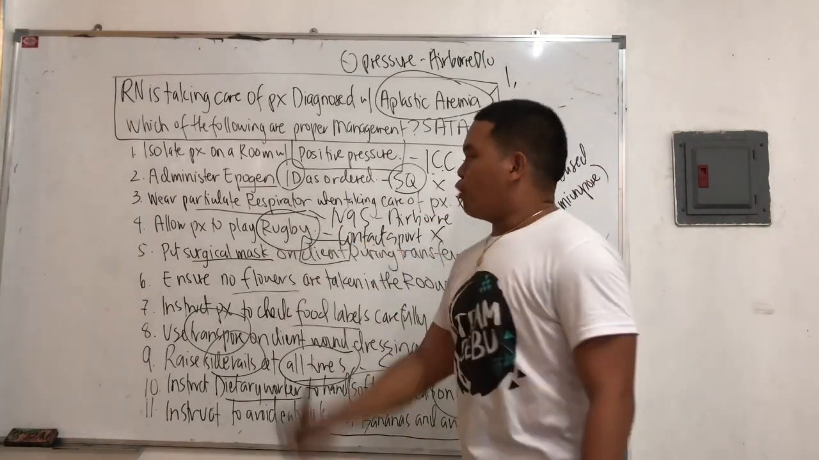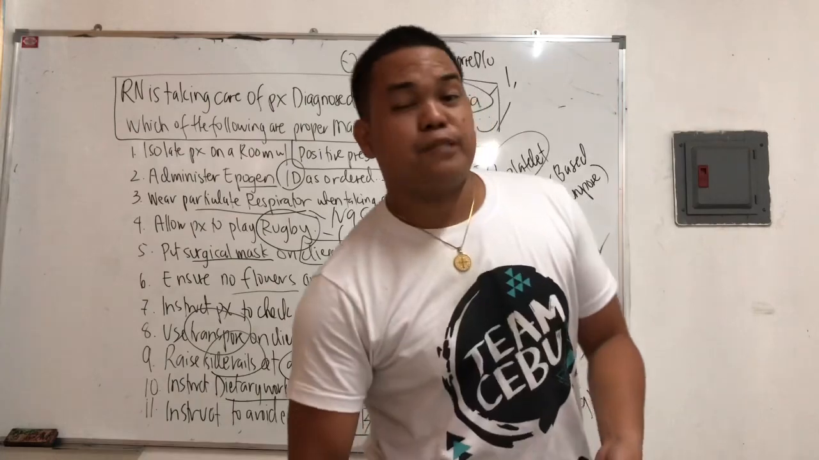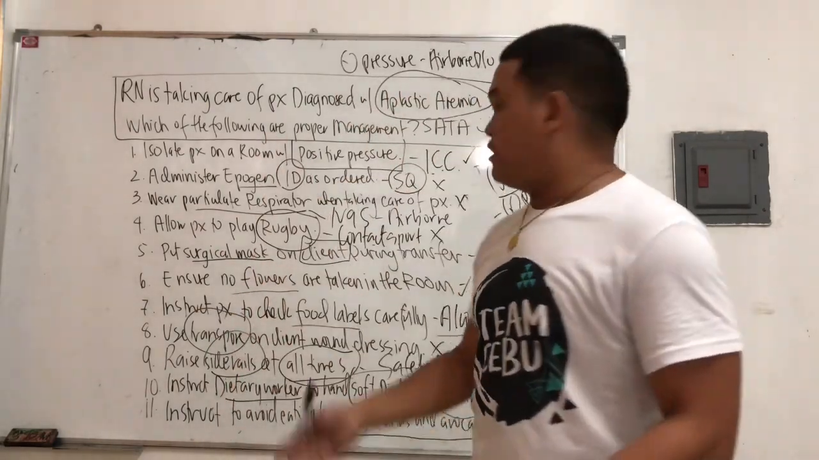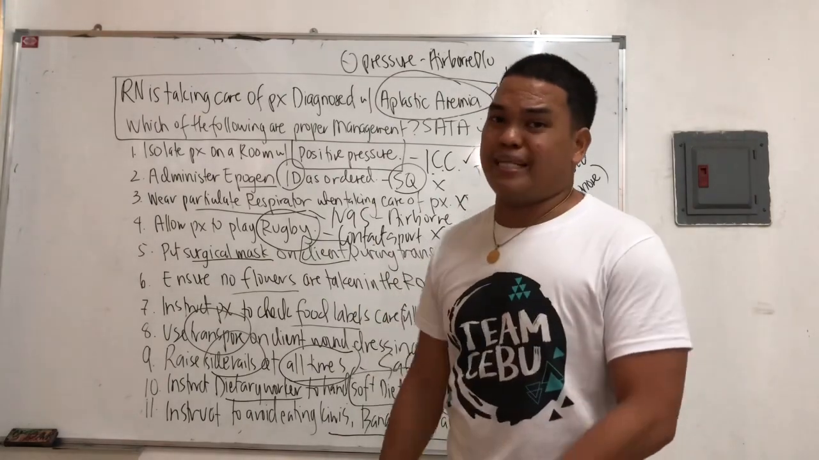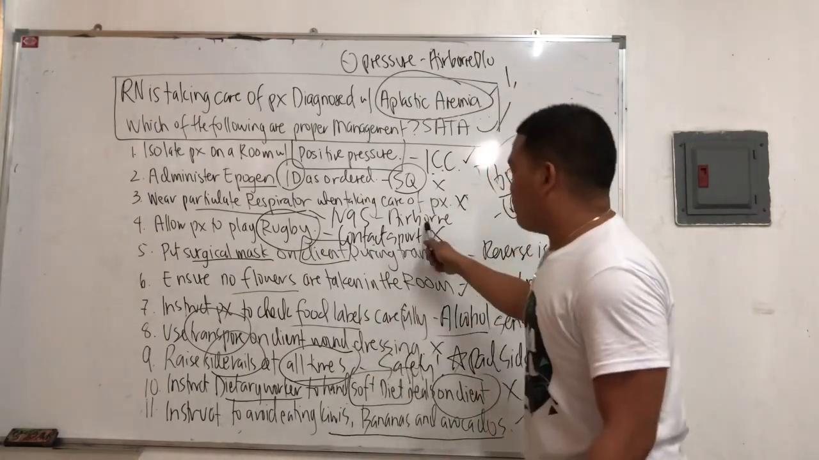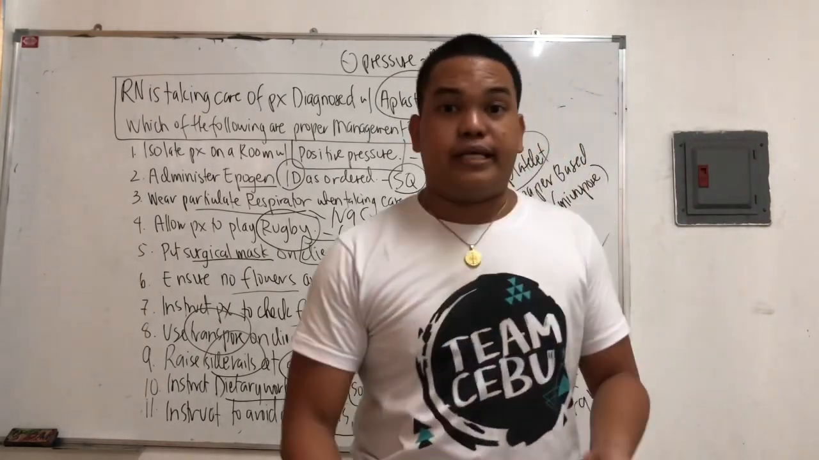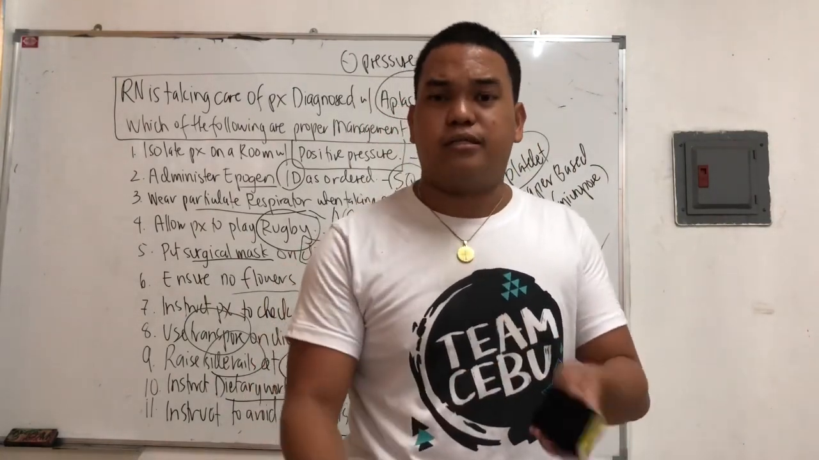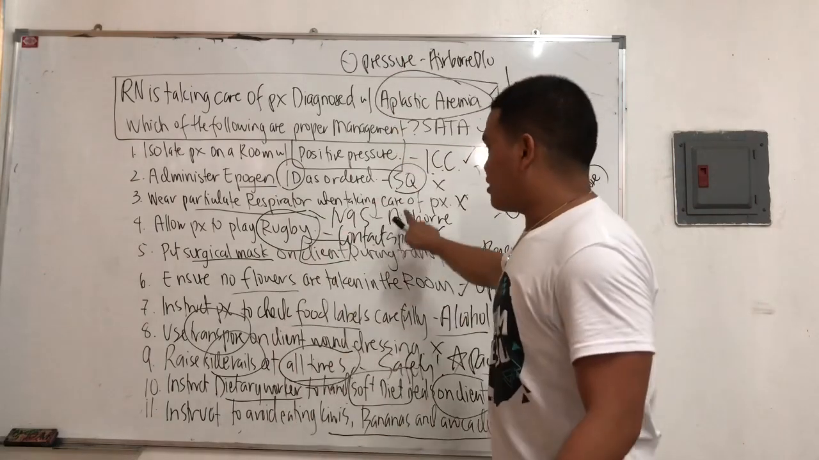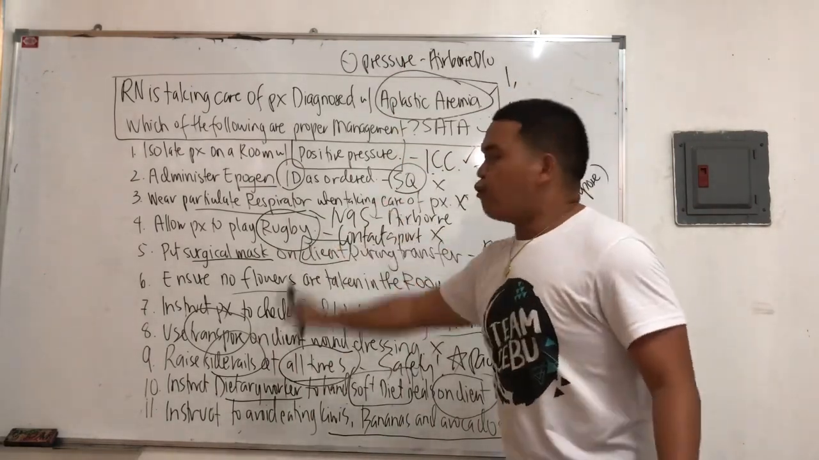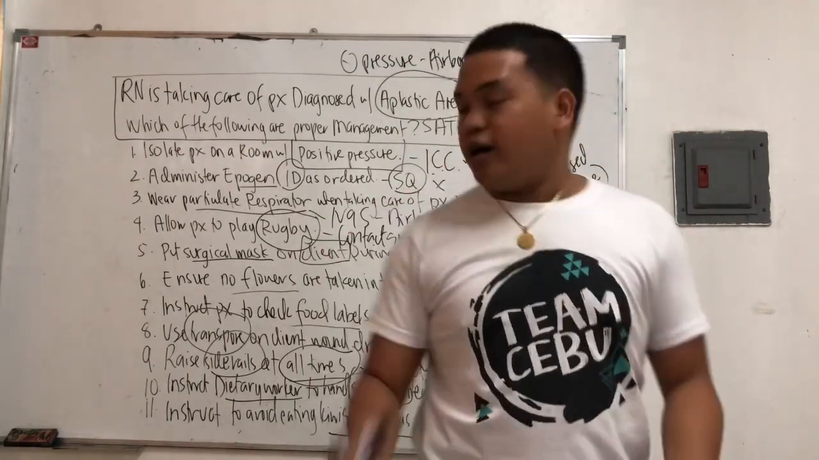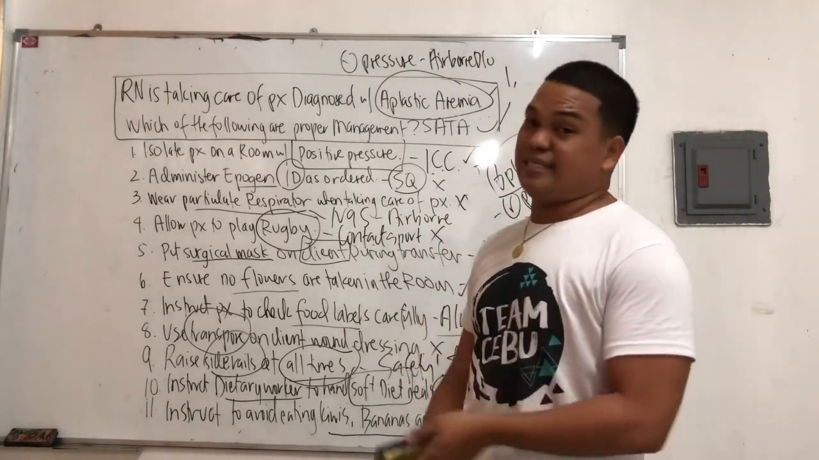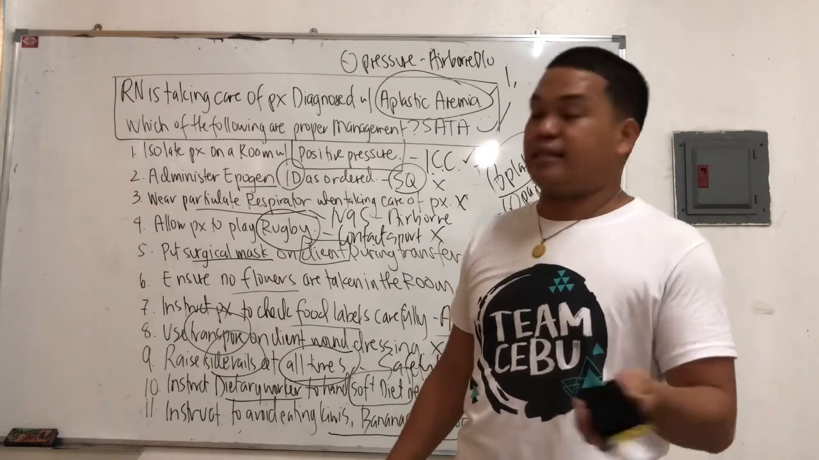Number three, wear particulate respirator. Again, guys, particulate respirator is also known as N95. Now, N95 is only used by the nurse or by the healthcare provider if the patient has airborne disorders. Example, measles, TB, and varicella. Chickenpox, shingles, those are the kinds of varicella. So number three is wrong. Number four, allow patients to play rugby. Rugby is an example of contact sports. Also wrong because of the patient's tendency to bleed because of the decreased platelet levels.